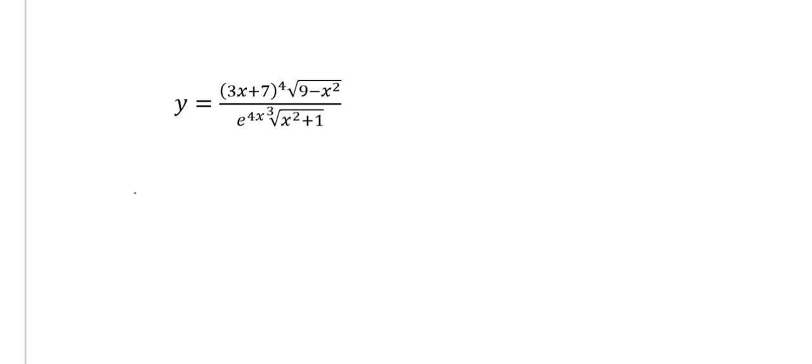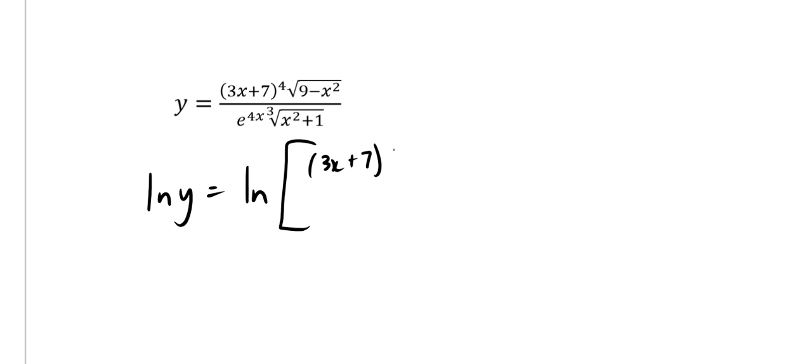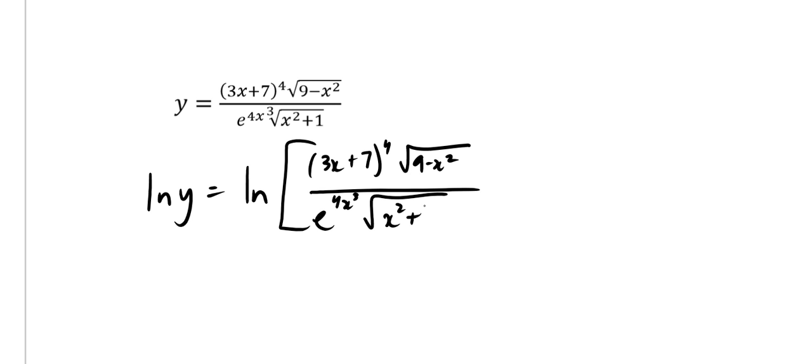Well, let's do it and look. We don't have exponents here, right? So we're not pulling things out front like we did last time. So it's just the ln of this whole big disaster: (3x + 7)^4 times the square root of 9 minus x squared, over e^(4x) times the cube root of x squared plus 1.